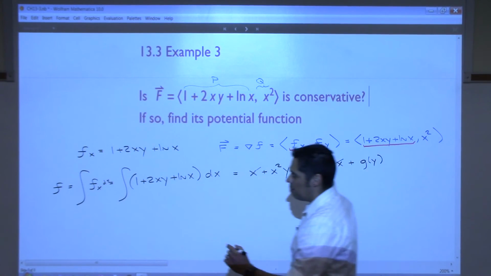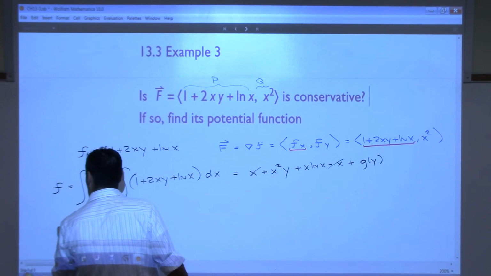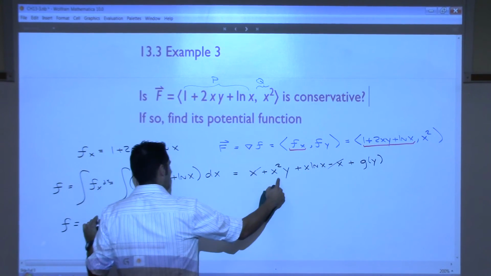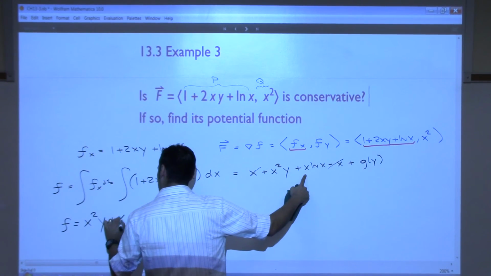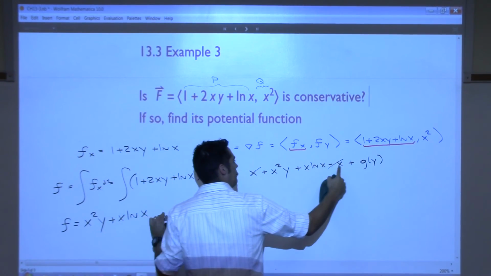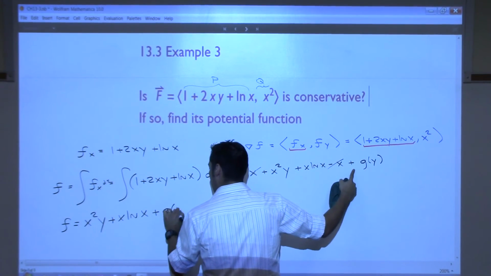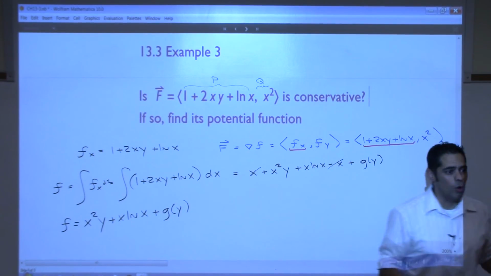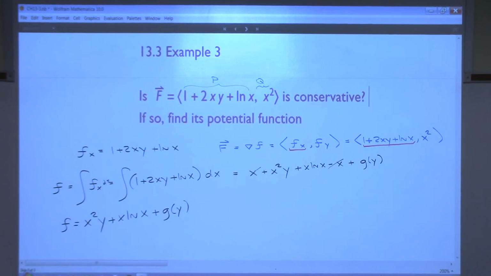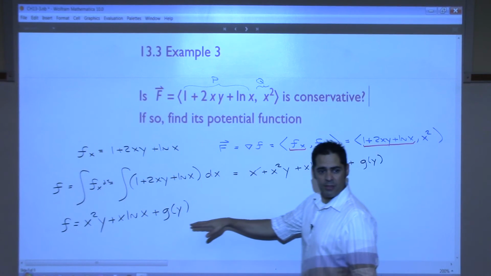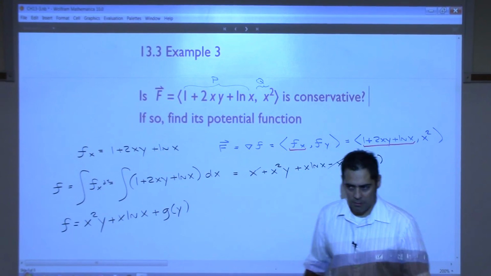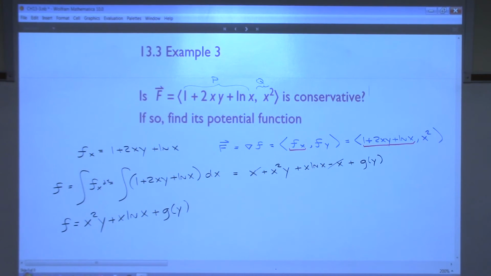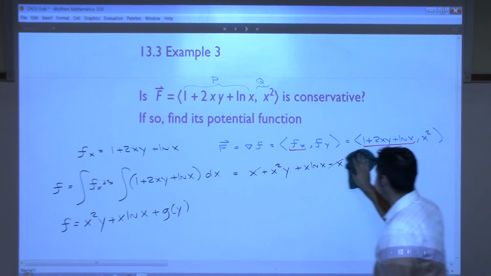So where I am right now is I'm saying that little f is equal to x squared y plus x ln x plus some function of y that I don't really know what it is, if it even is anything. So we're getting closer to knowing what little f is, but we still have this gray area right here that we're not quite sure of. Okay, so now I'm going to move to the next part.